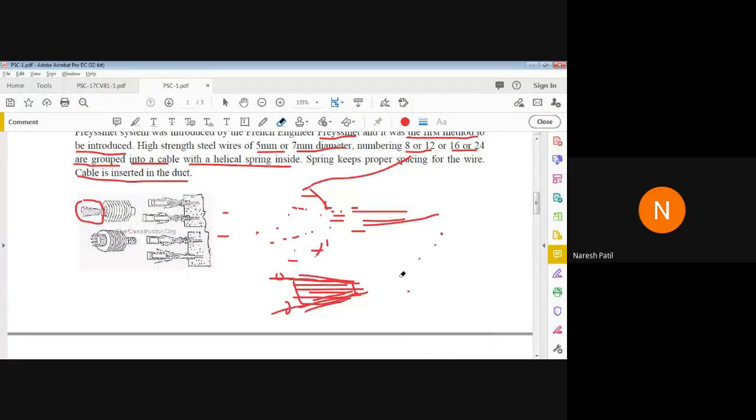I'll give a simple example. Have you visited a construction site anywhere? If you see the machine used there, we call it a phavda. Have you seen a phavda? What do you call it in English?